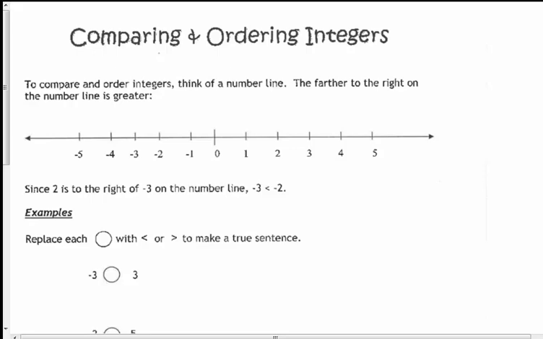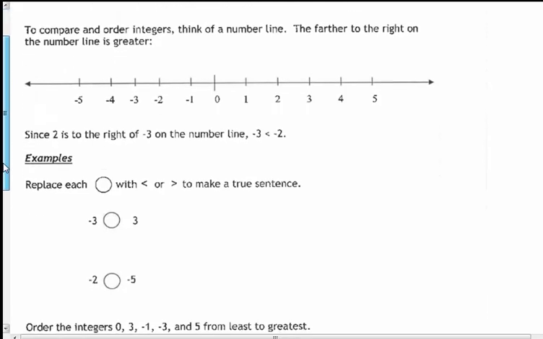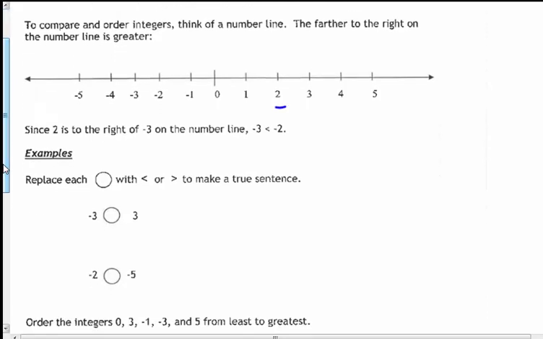For instance, 0 is left of 5. 0 is less than 5. Since negative 3 is to the left of negative 2, negative 3 is less than negative 2.